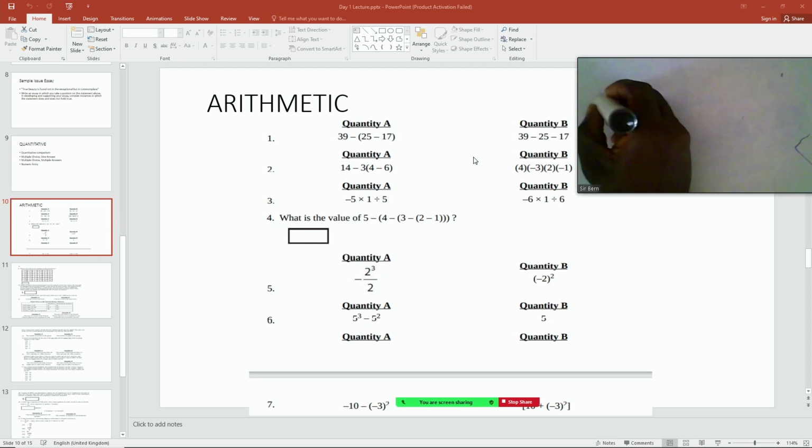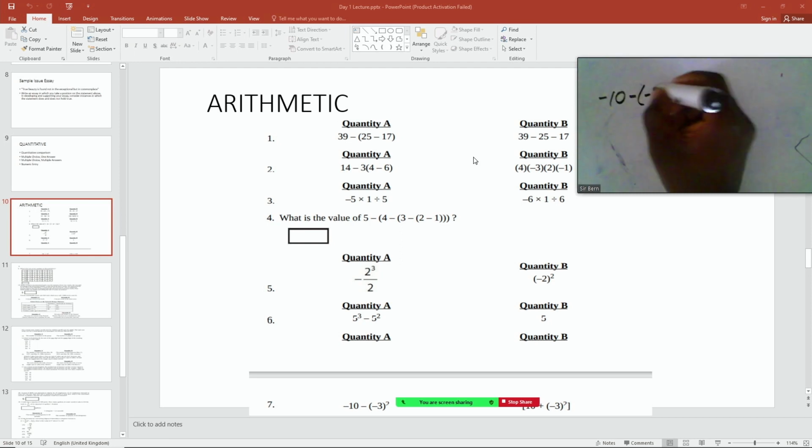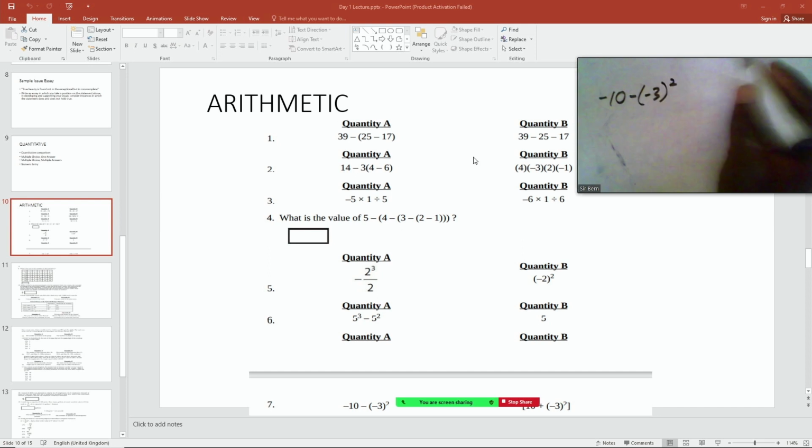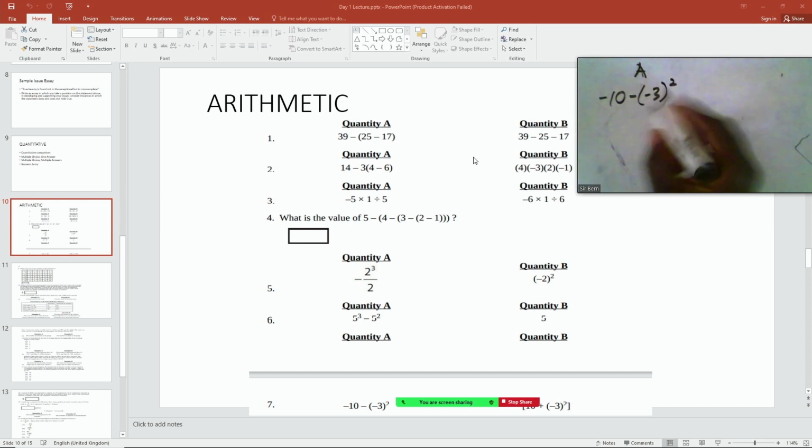Question 7 is minus 10 minus 3 squared for quantity A. So working on this, the bracket side, we'll get minus 10 minus 3 squared will give us positive 9. So we'll have minus 10 minus 9 giving us minus 19.